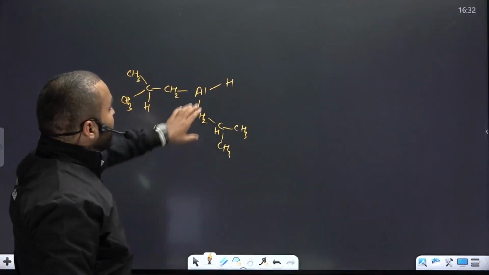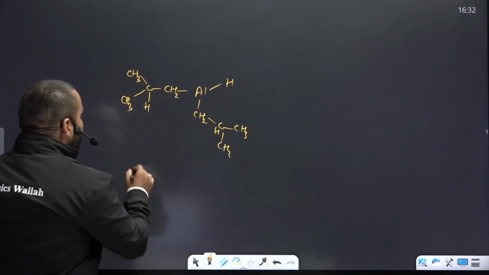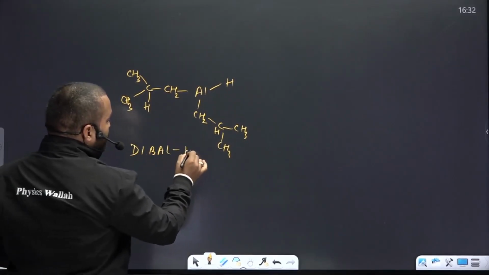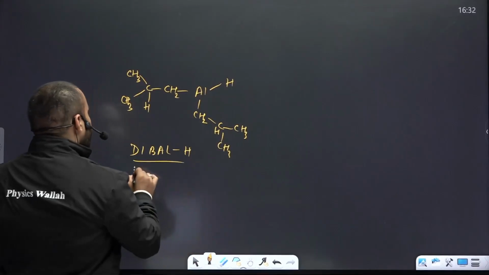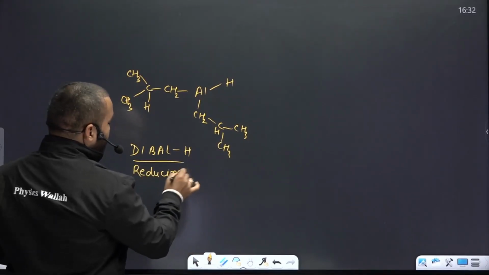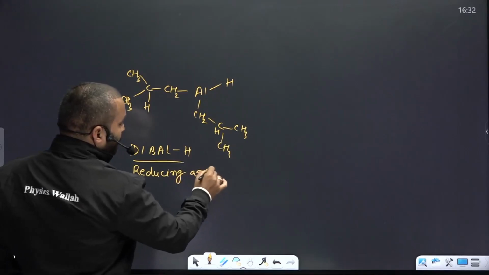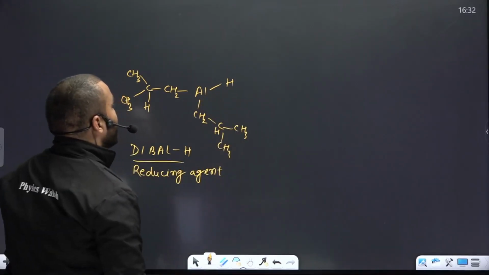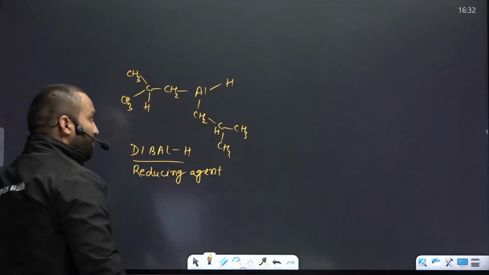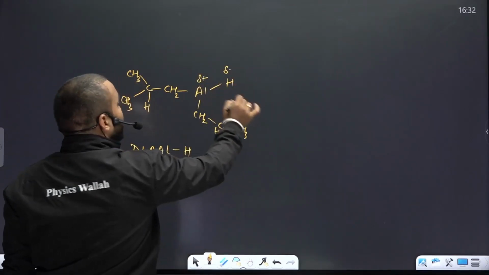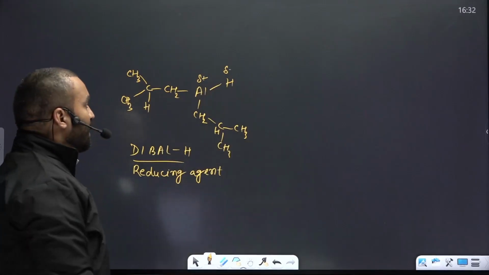This is DIBAL-H, a source of hydride. It's a nice reducing agent. Sources of hydrogen are reducing agents. This aluminium-hydrogen bond is labile. It breaks and goes in the form of hydride. Why hydride? Because the electronegativity of hydrogen is more than the electronegativity of aluminium. This is a polar bond.